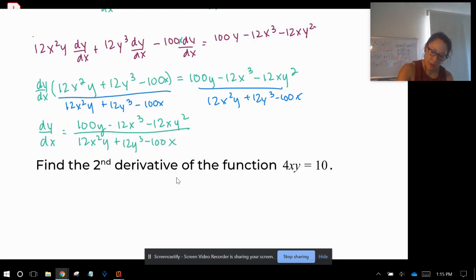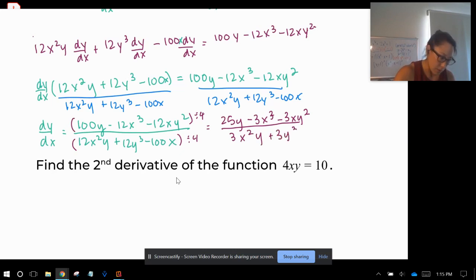Okay, and then I can simplify this a little more. I'm going to divide out a 4 on the top and the bottom. So I get 25y minus 3x cubed minus 3xy squared all over 3x squared y plus 3y cubed minus 25x.